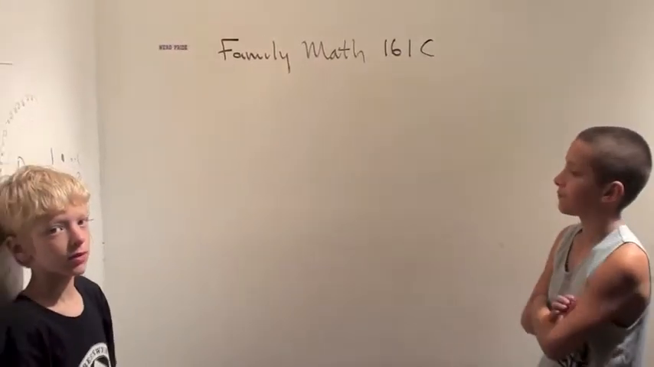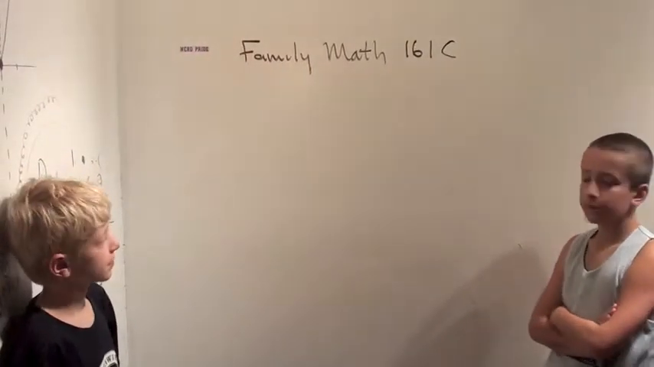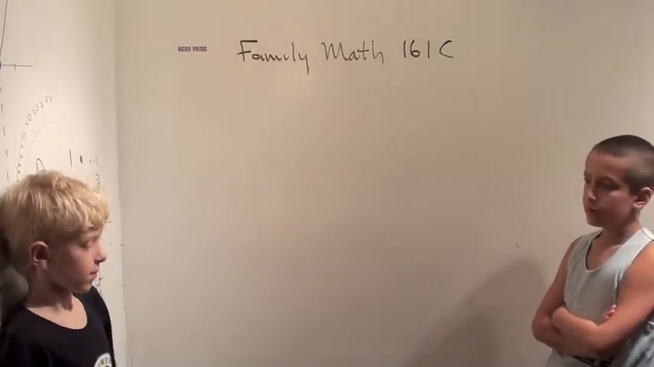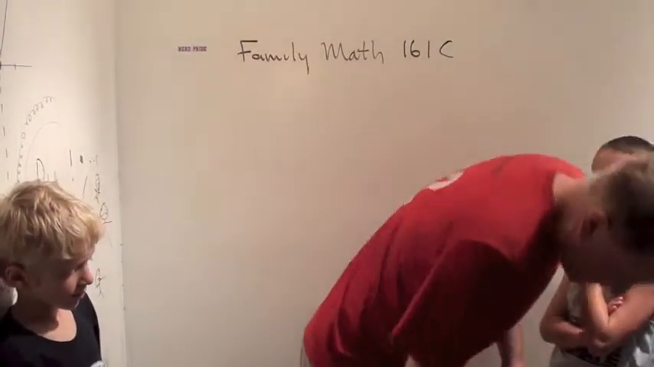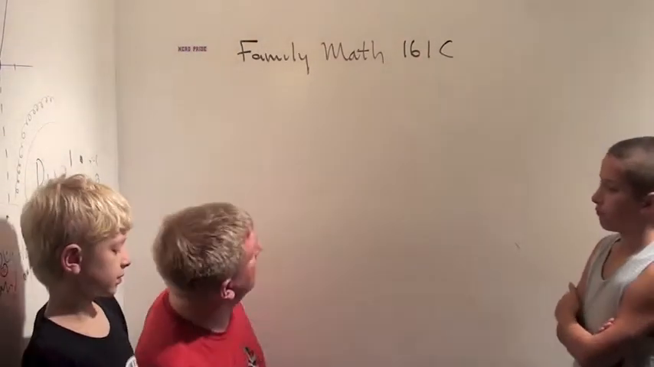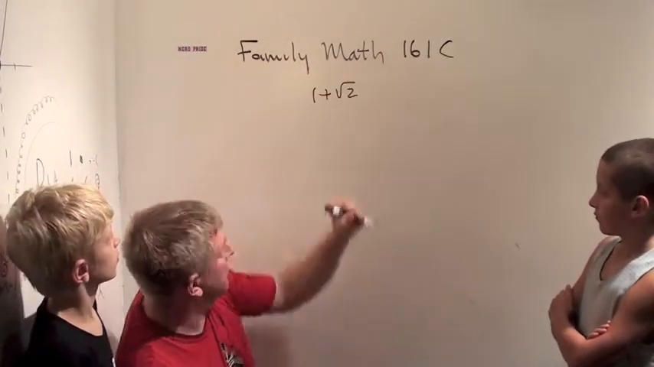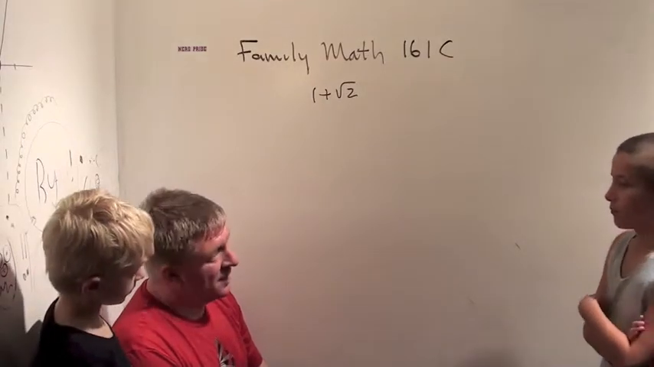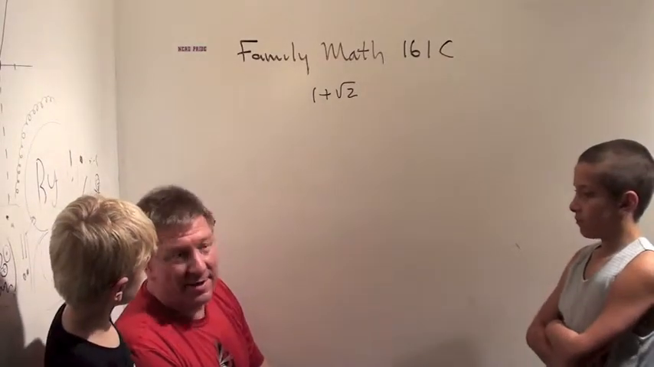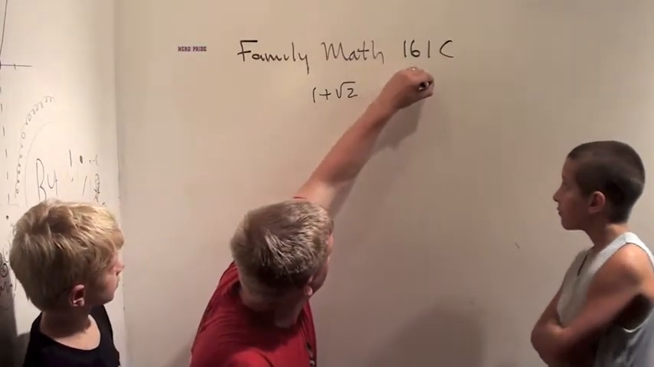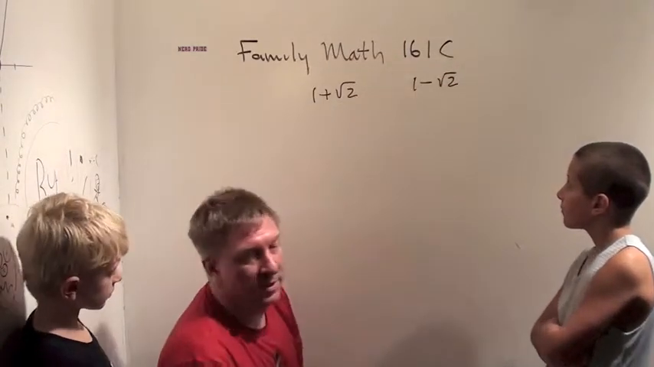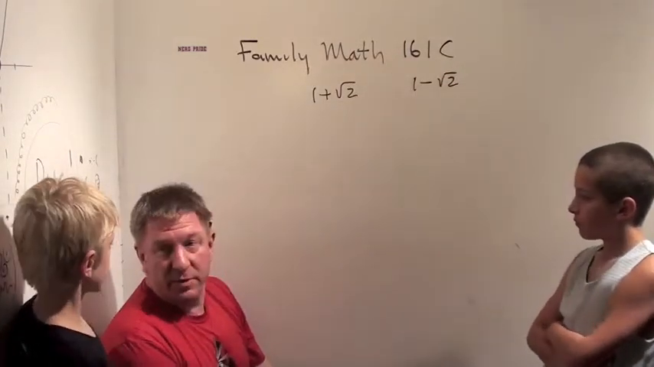Okay, so here we are back at the board. And we're going to talk about what might be going on here. It turns out 1 plus the square root of 2 has a friend. And that friend is 1 minus the square root of 2. They look like pretty similar numbers, right?